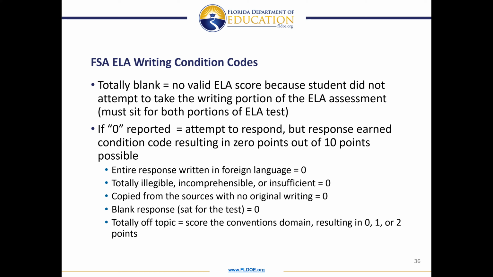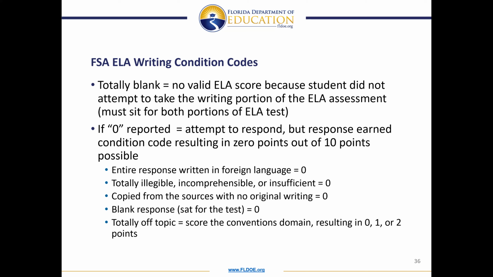So if you have a student that is out of town in April and does not take the writing assessment, but they come back in May and take the reading portion of the assessment, they're not going to get a score. They have to sit for both portions of the test. Now, if they do sit for the assessment and still receive a 0, this is why.